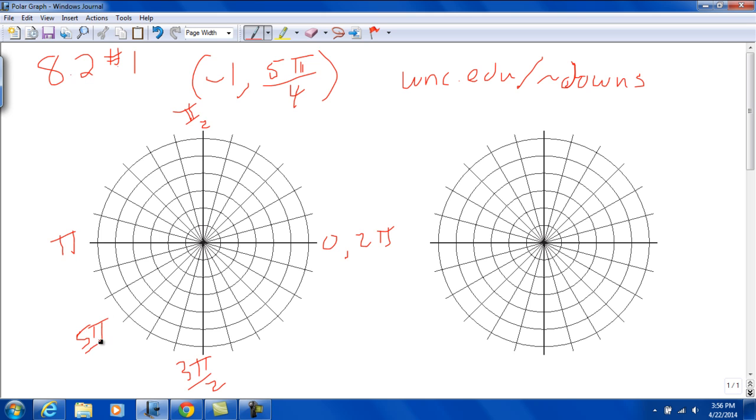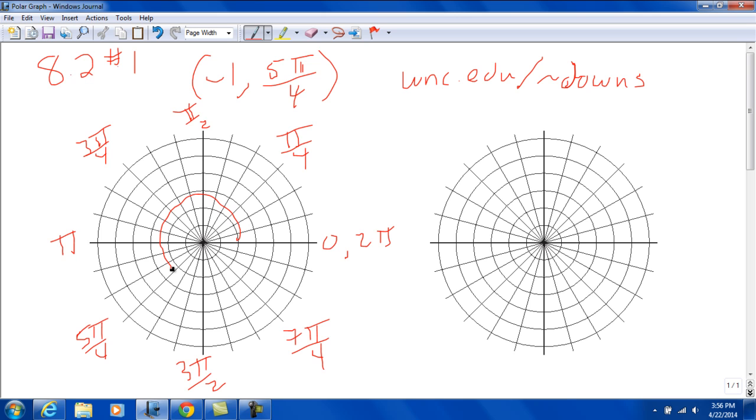5 pi over 4. This is 3 pi over 4. This is just pi over 4. And over here is going to be 7 pi over 4. So it brings us around to this here. And then around the 5 pi over 4, it says -1.